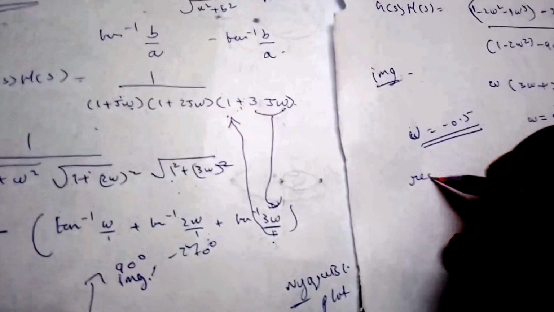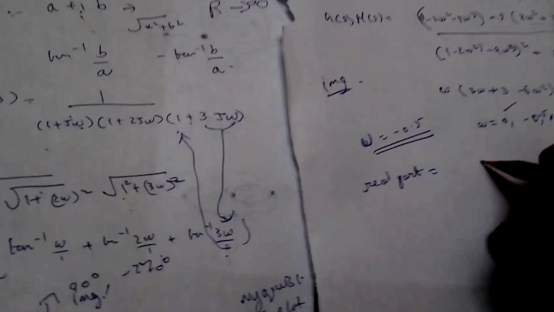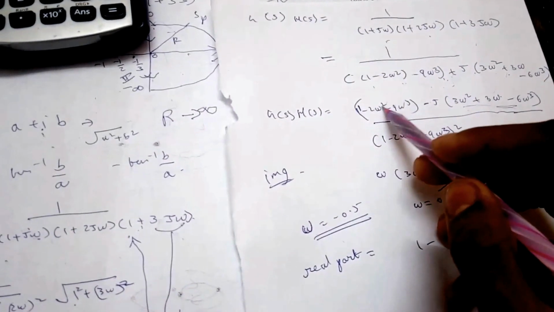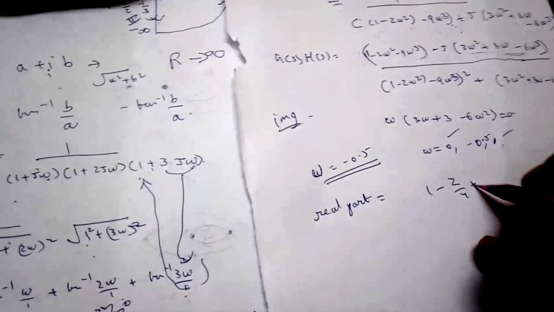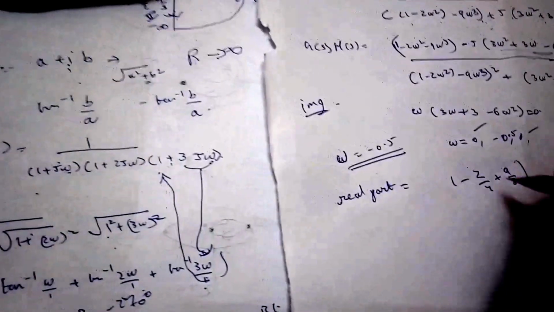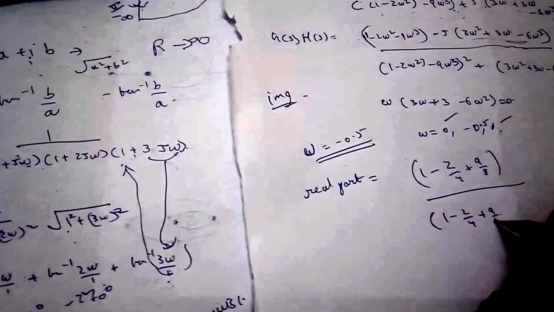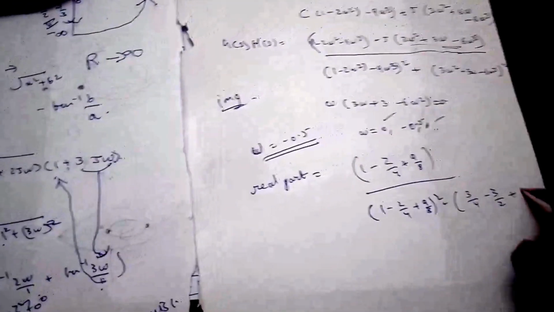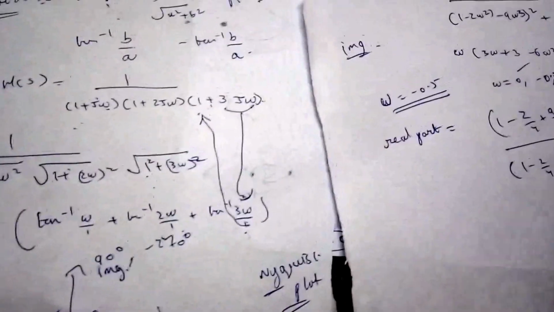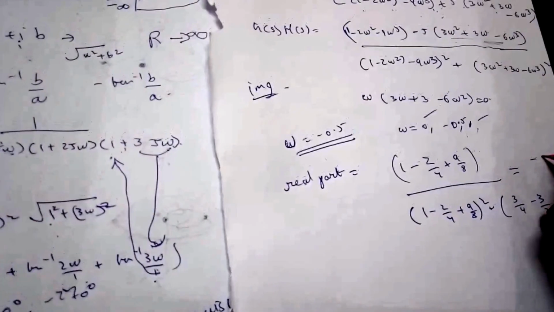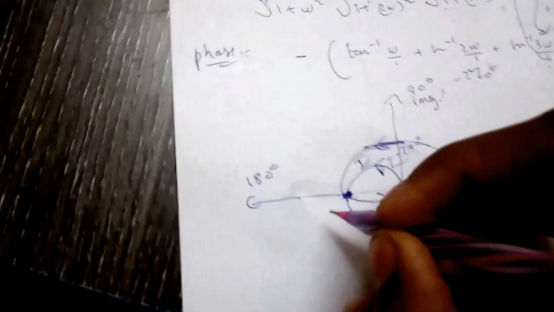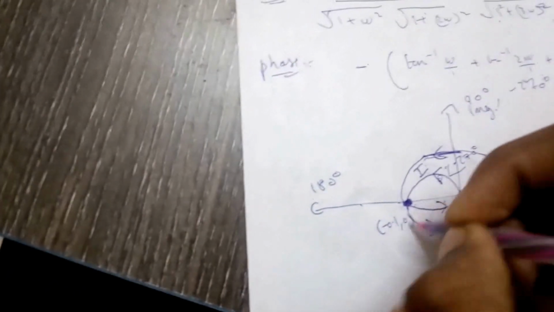So real part is equal to 1 minus, substituting omega equal to minus 0.5 here, 2 by 4 plus 9 by 8, divided by (1 minus 2 by 4 plus 9 by 8) whole square plus (3 by 4 minus 3 by 2 plus 6 by 8) whole square. Solving this, I got the real part to be minus 0.1. So this is what we get, the real part. And on the plot, we have minus 0.1 comma 0 as this point.